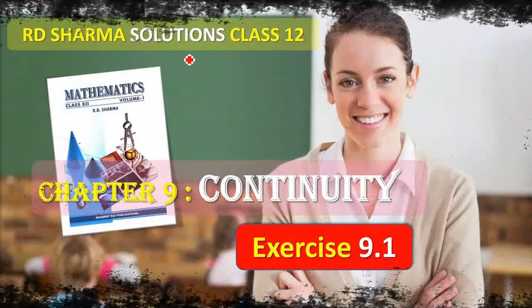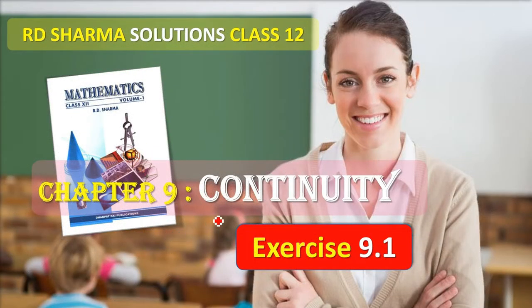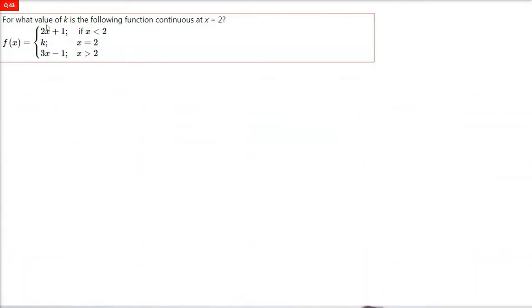This is R.D. Sharma solution, class 12, chapter 9, continuity. Exercise is 9.1. For what value of k is the following function continuous at x equals 2?